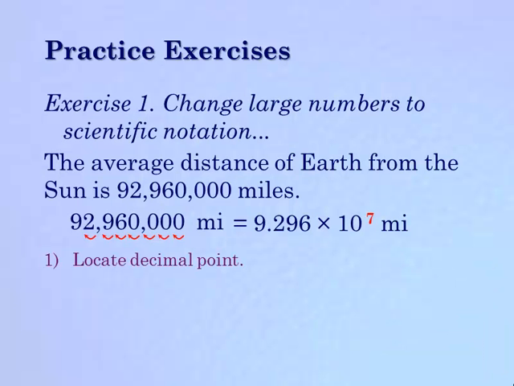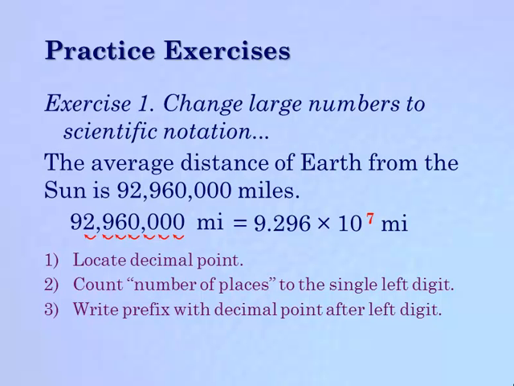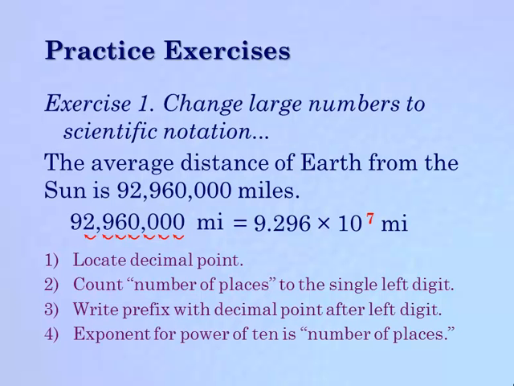In summary, we locate the decimal point, and count the number of places we had to move the decimal point. That becomes our exponent. We write our prefix with the decimal point after the left digit. And we now have our scientific notation.